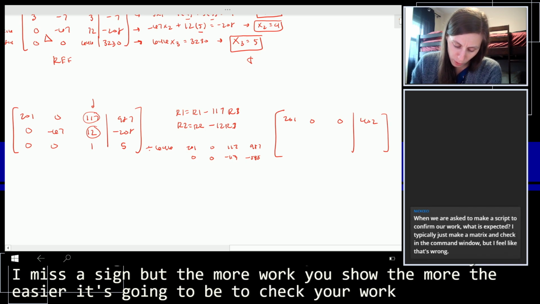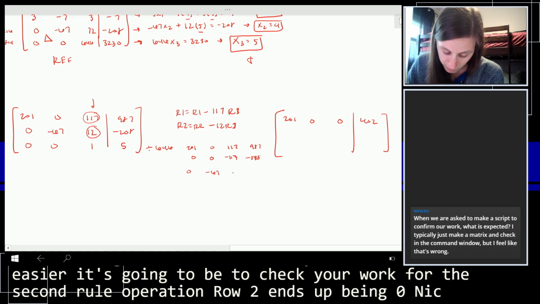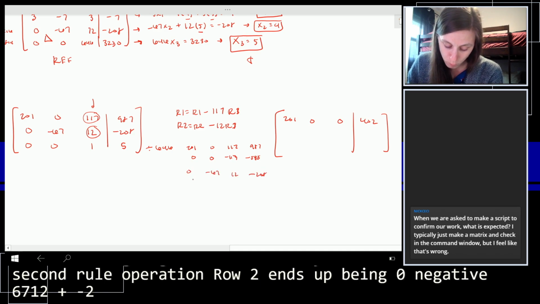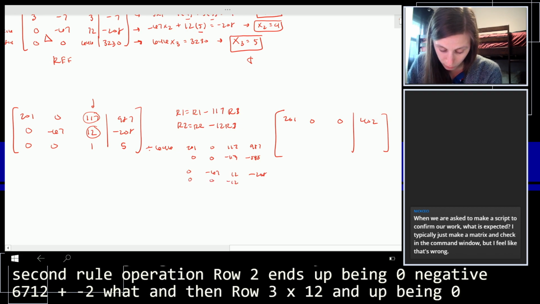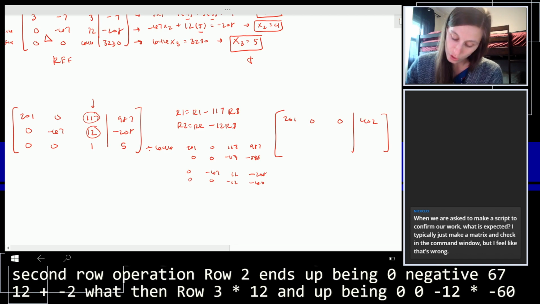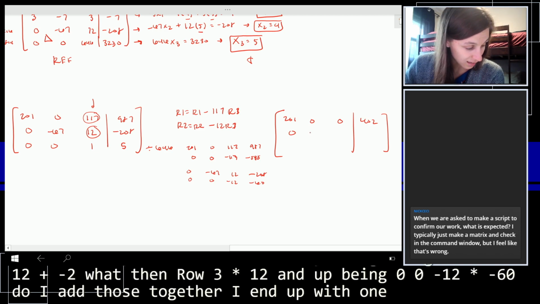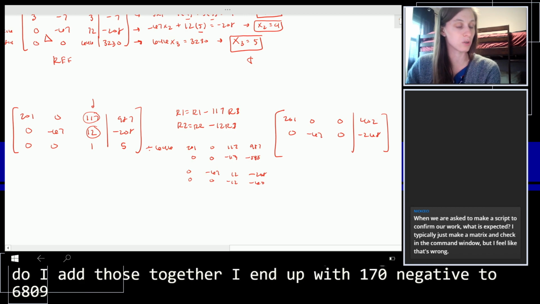For the second row operation, row 2 ends up being 0, negative 67, 12, and negative 208. And then row 3 times 12 ends up being 0, 0, negative 12, negative 60. So when I add those together, I end up with 1, negative 67, 0, negative 268. I end up with 0, negative 67, 0, etc. And this one ends up being 1, 0, 0, 1, 5.